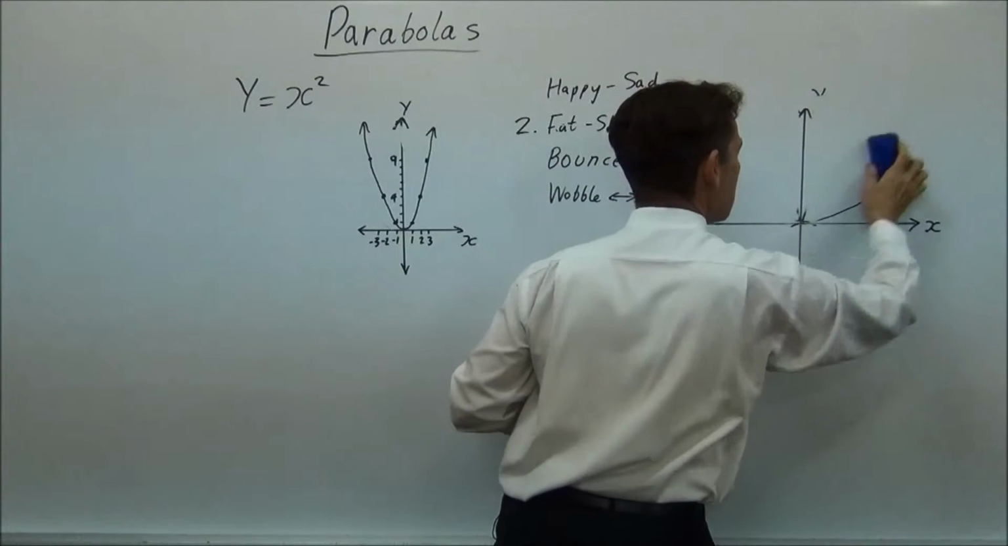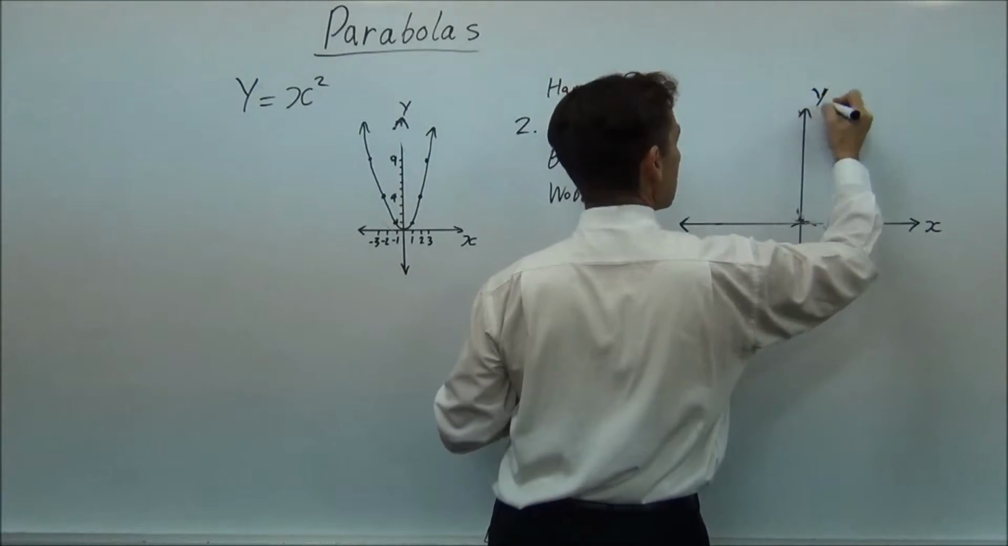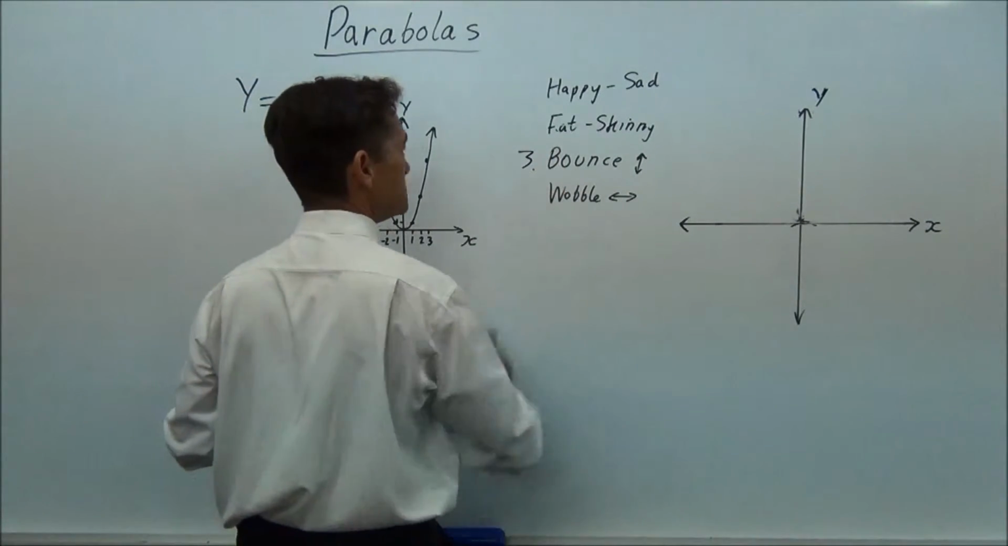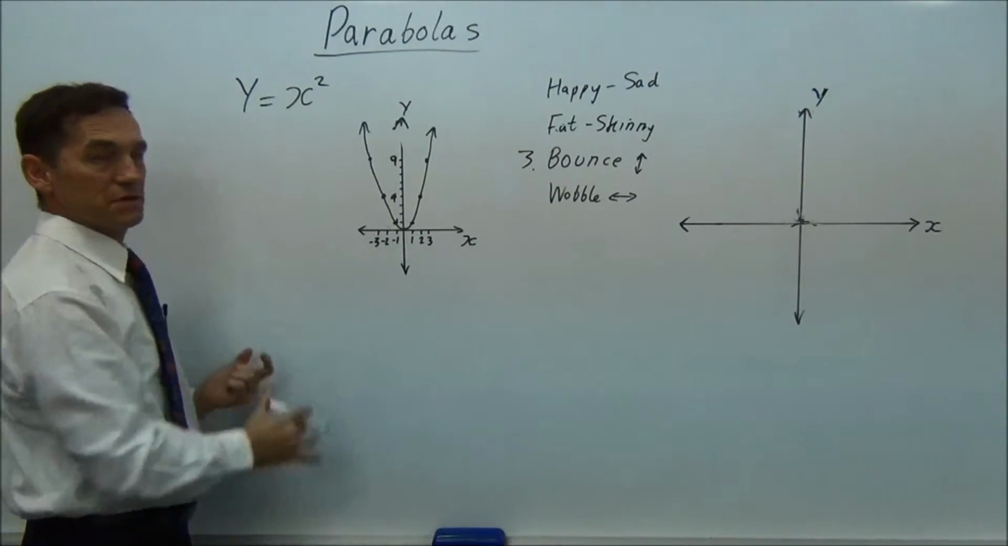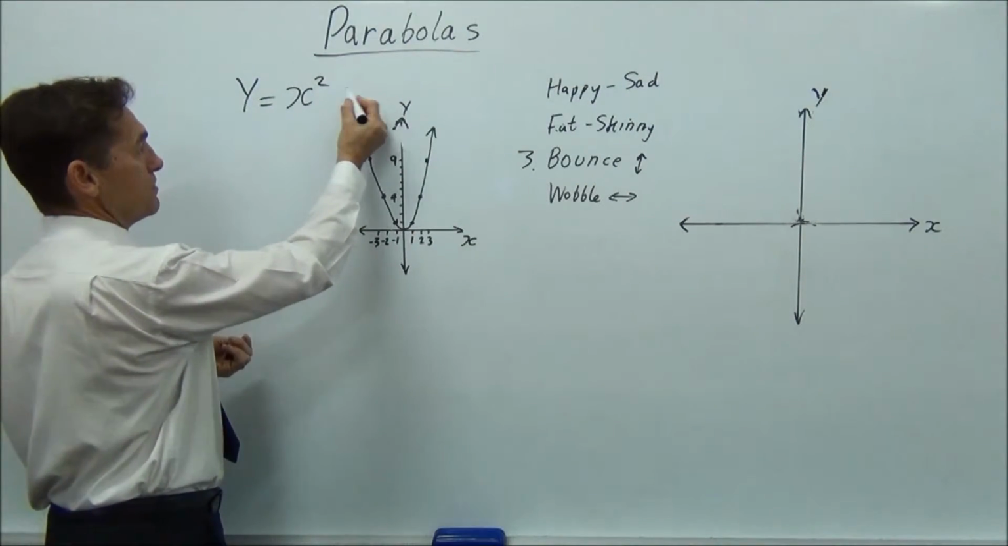Oh, almost rubbing out the y. Can't rub that out. So keep the y, go to the third one. So the next one is bounce. So how do we move this parabola around and make it bounce up and down? We just add a number here.